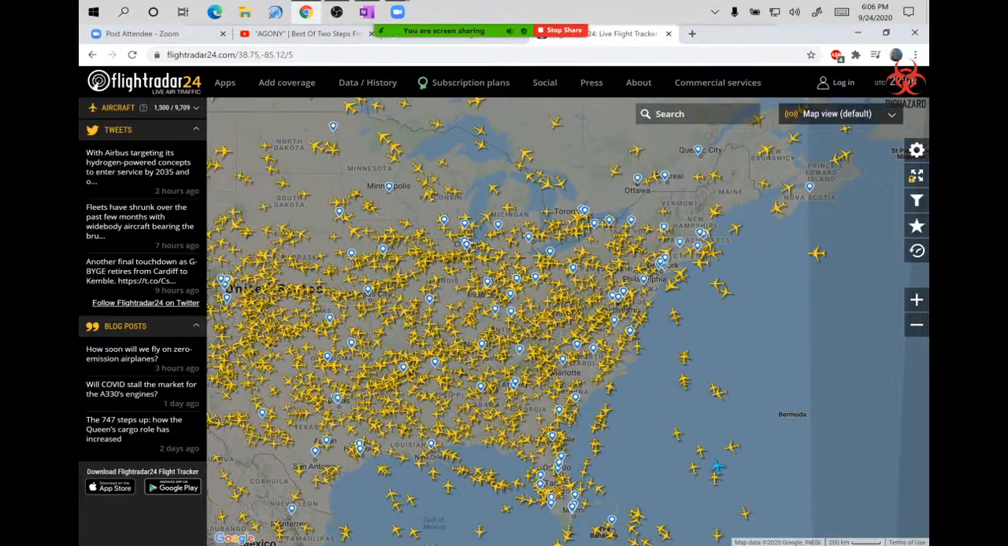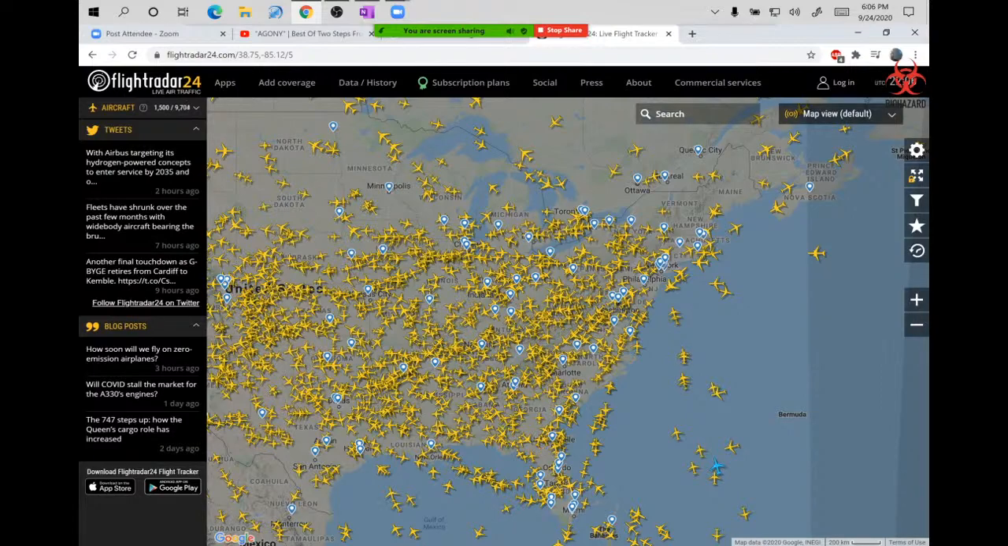This also doesn't track military planes. It doesn't track Air Force One. So it just tracks commercial flights. I don't think they even track the UPS, FedEx, Walmart and Amazon planes. Like none of that stuff. I think these are only commercial flights with passengers, with people.